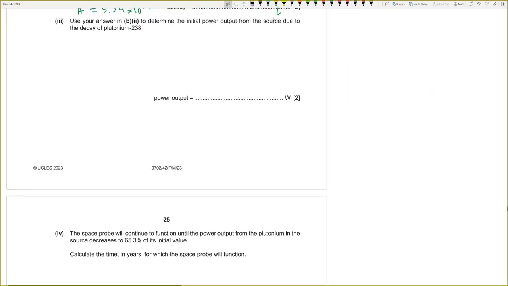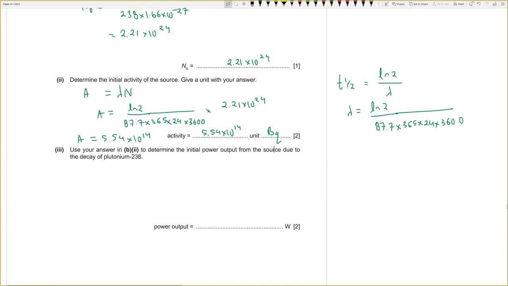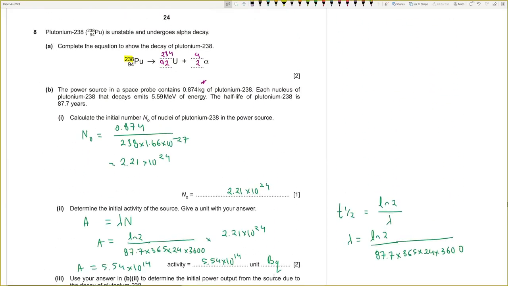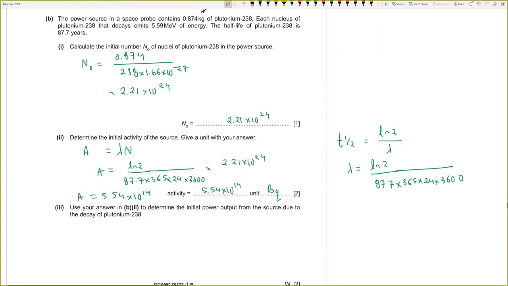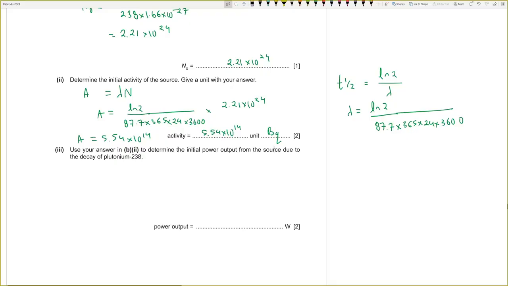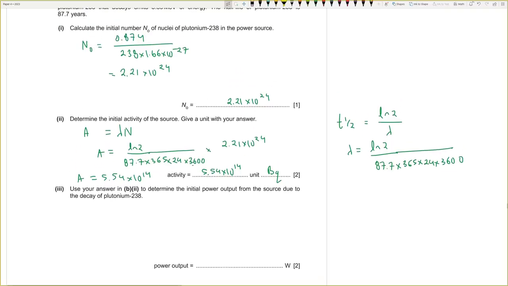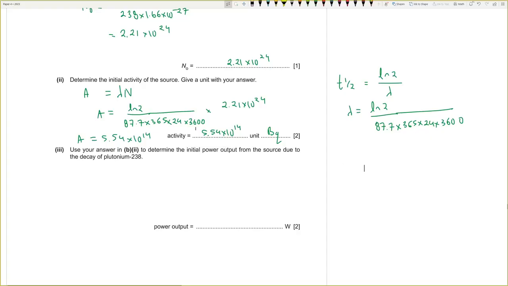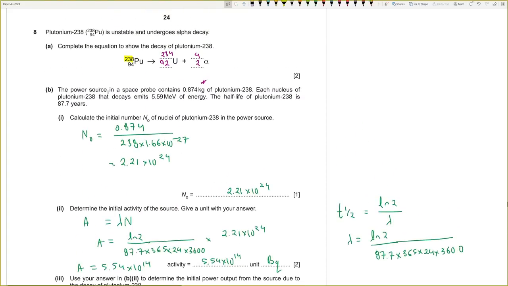Use your answer in B2 to determine the initial power output from the source due to the decay of plutonium-238. So what is activity and what is lambda? Lambda is the probability of decay per unit time. And what is activity essentially? It is the actual number of particles that decay per second, right? So since it has per second attached to it, and since we know how much energy each plutonium gives out when it decays, we can just multiply this to get the answer.